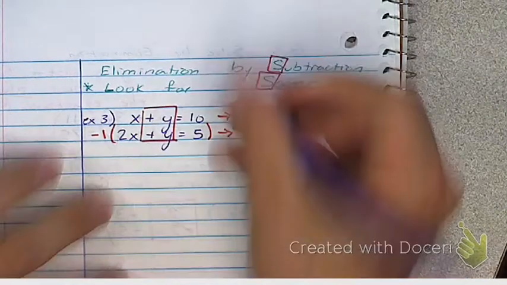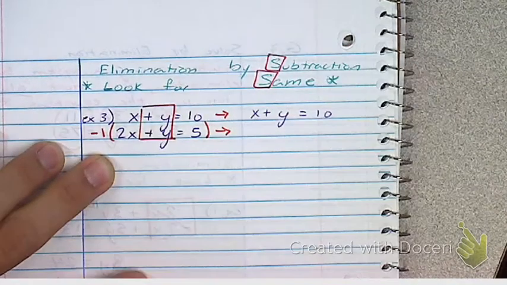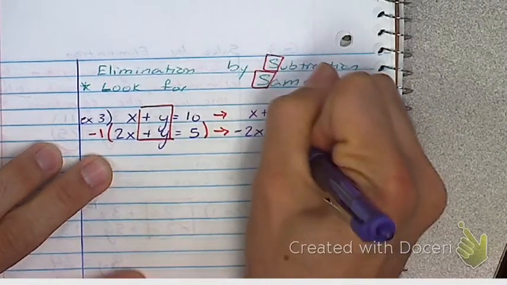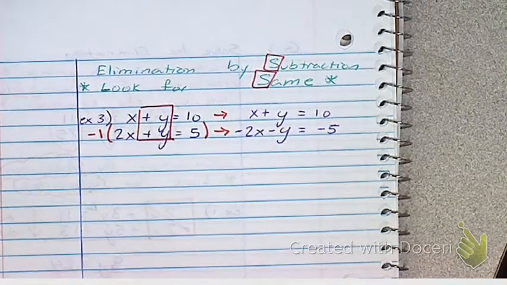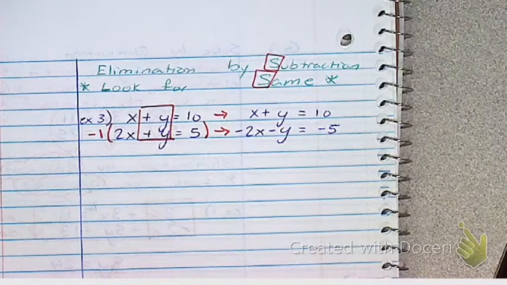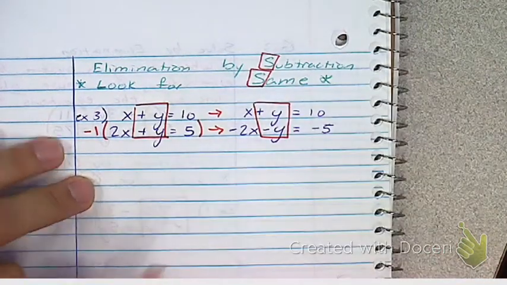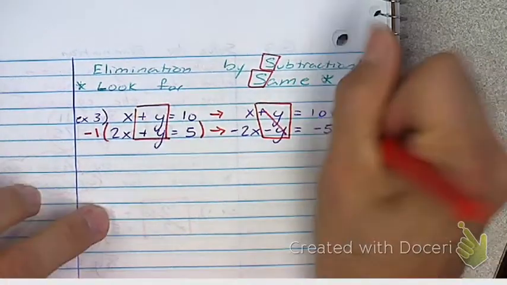So I get x plus y equals 10. And a negative 2x minus y equals a -5. So a -1 just basically distributed in. Now, what do I have? I have opposites now. And what happens to opposites? They cancel out. You cancel, you add down.